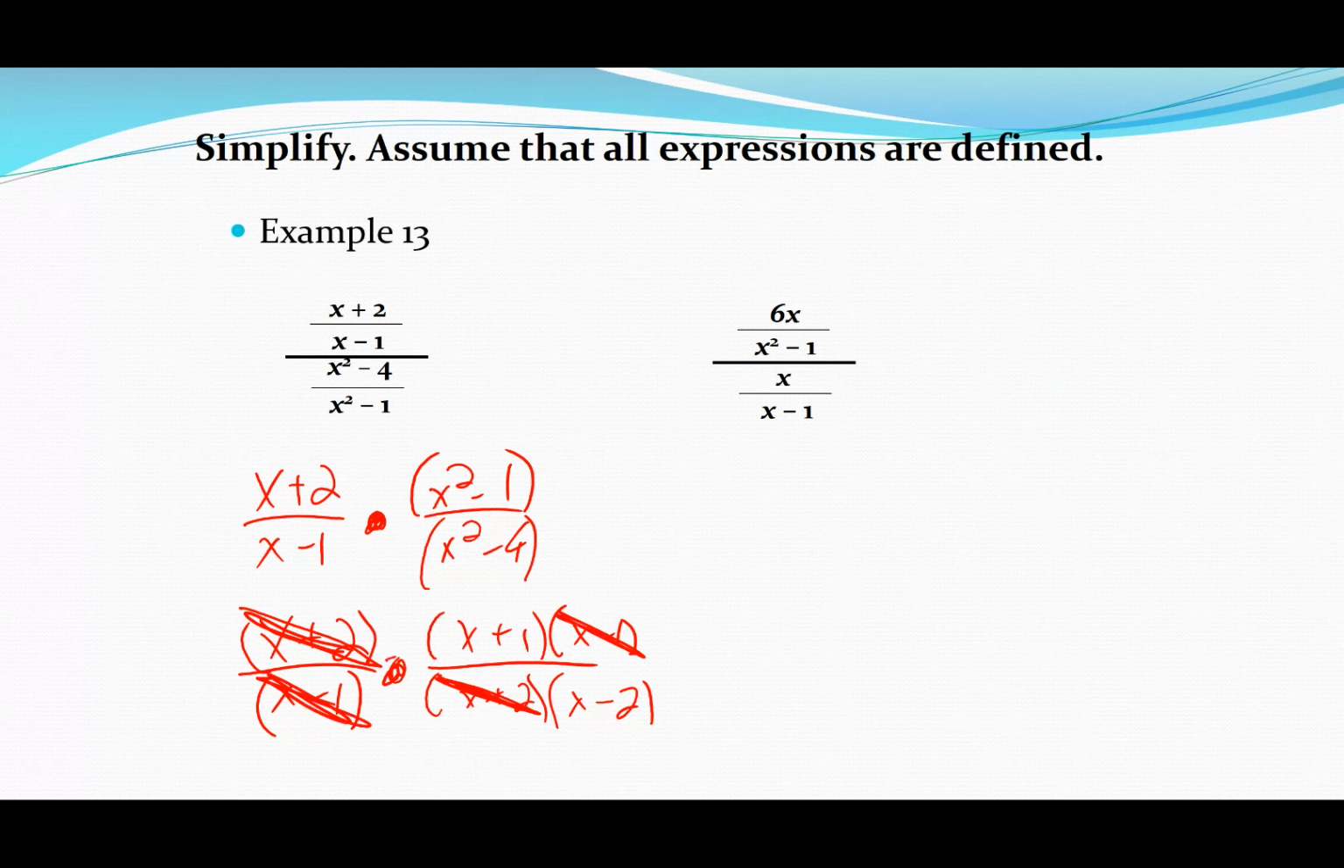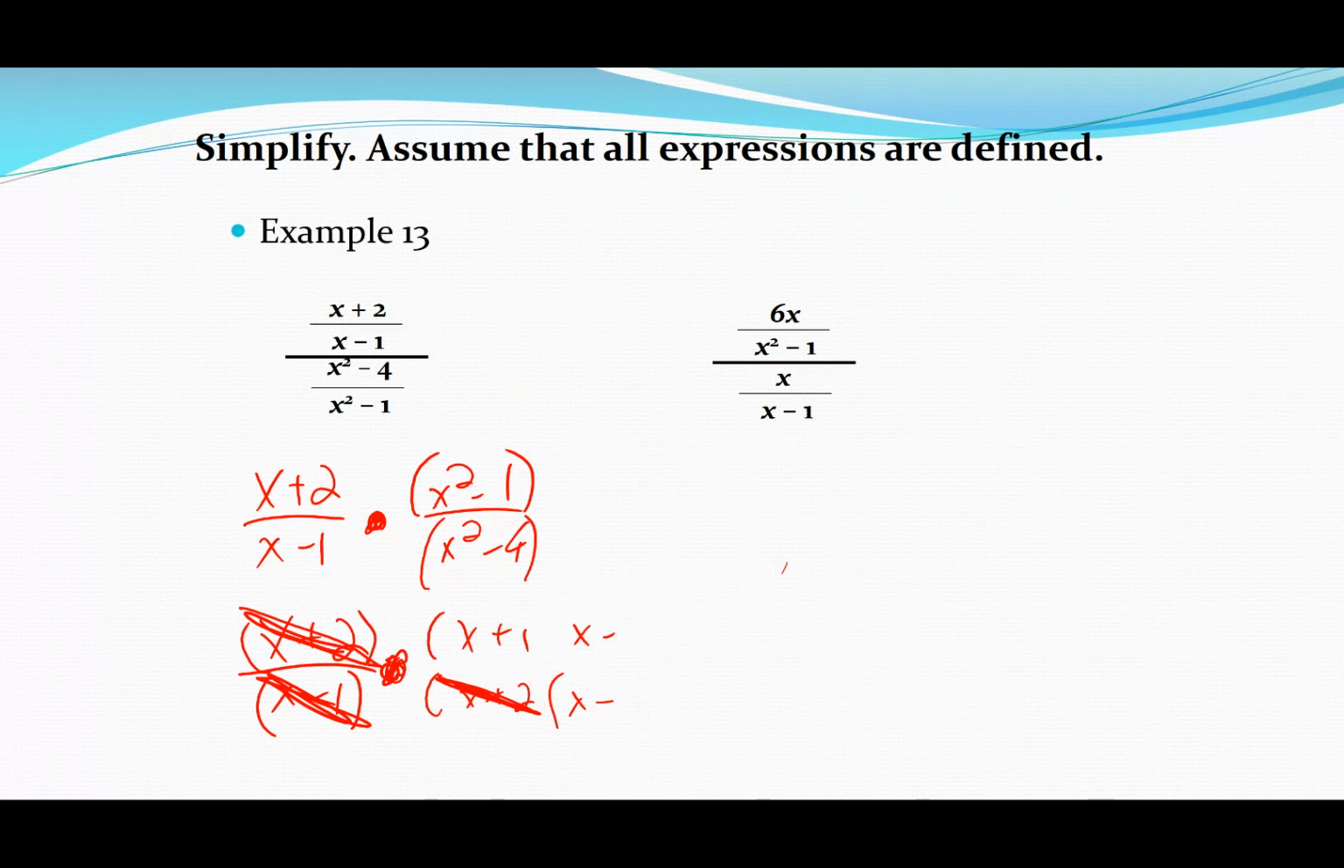I can do that because I'm multiplying. Remember, when it comes to multiplying, you can cross cancel. You cannot cross cancel in adding, subtracting, but you can cross cancel when you're multiplying. So those go away. It leaves me with just x plus 1 over x minus 2. That's it.